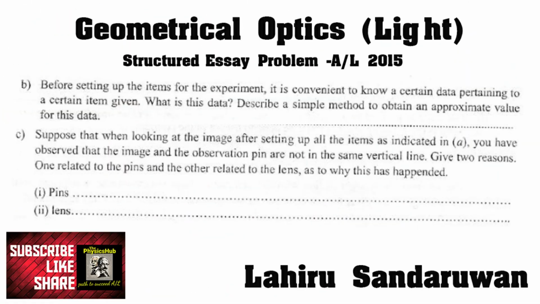Then part C. Suppose that when looking at the image after setting up all items as indicated in A, you have observed that the image and observer pin are not in the same vertical line. Due to two reasons, one related to pins and another related to the lens. So there are two. Why has this happened?